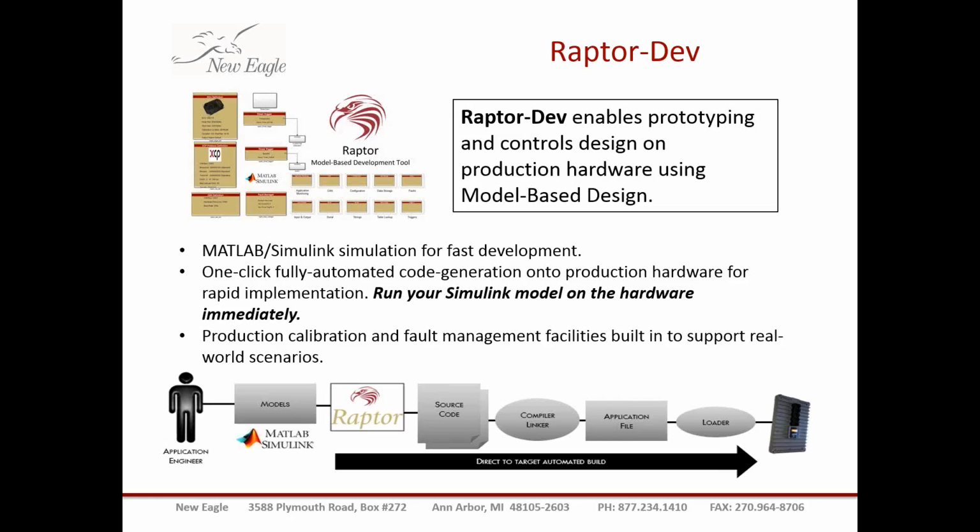Use MATLAB Simulink simulation to do fast development as you're getting started. Some people are even doing simulation of the full controls model with the plant model that's representative of the system. The simulation tools in Simulink are great for that, and the Raptor Dev tool hooks right into the simulation environment. Of course, if you're doing production controls development, you're going to want to have full calibration and fault management facilities, and those are built right in and automatically generated when you build your control software.